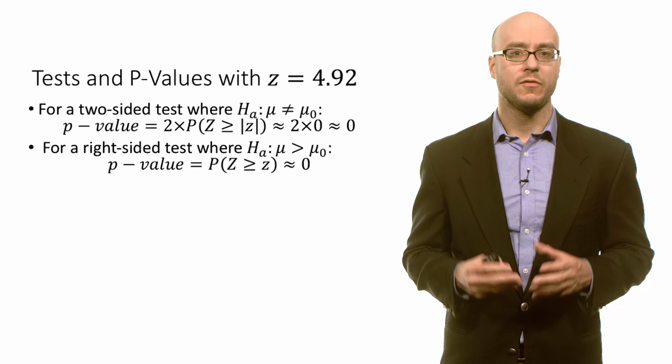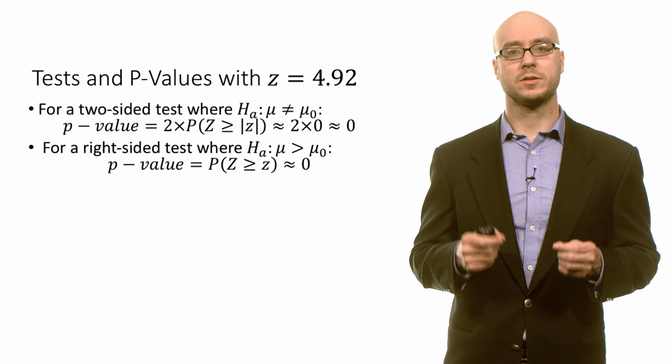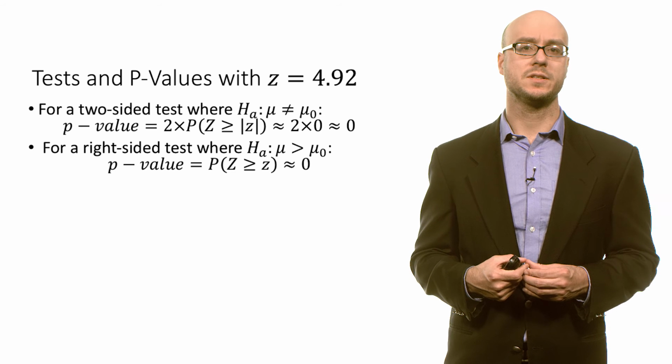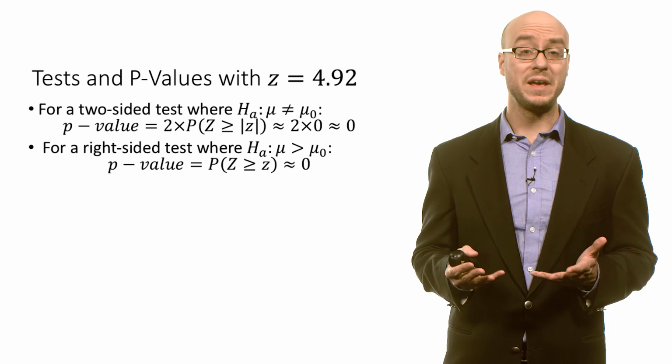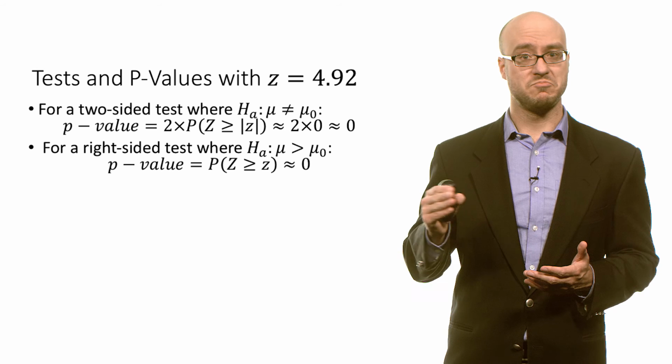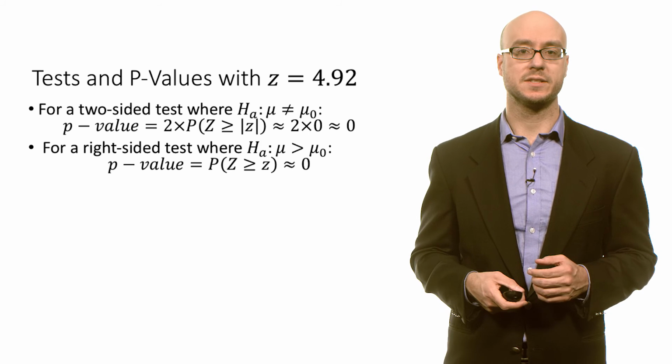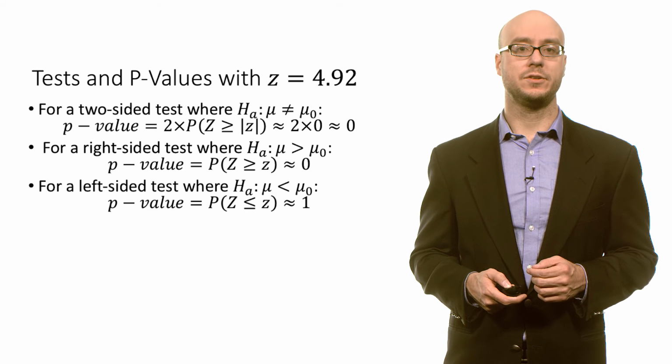For a right-sided test, where the alternative is that the population mean is greater than the claimed value under the null hypothesis, the p-value is basically zero. It's just very unlikely that we'd obtain a more extreme, more positive test statistic than 4.92.